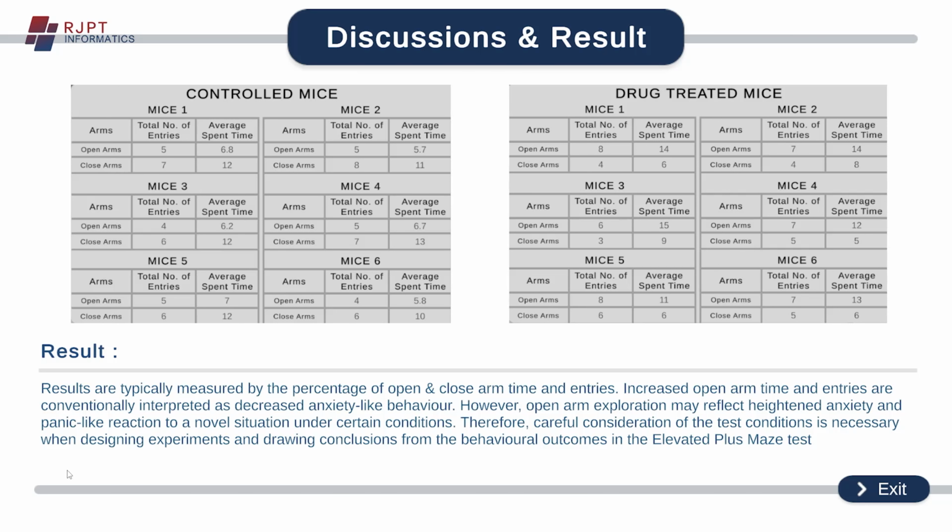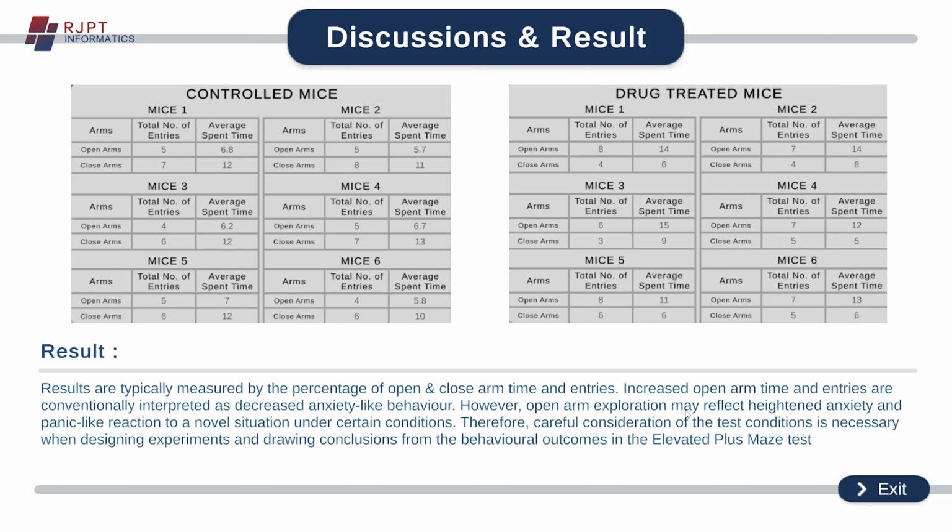So the results are typically measured by the percentage of open and closed arm time and entries. Increased open arm time and entries are conventionally interpreted as decreased anxiety-like behavior, as we have seen in the drug treated mice. So, decreased anxiety behavior because of the anti-anxiety drug, which we have used as diazepam.